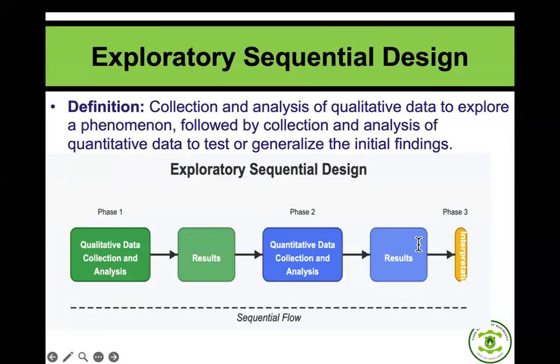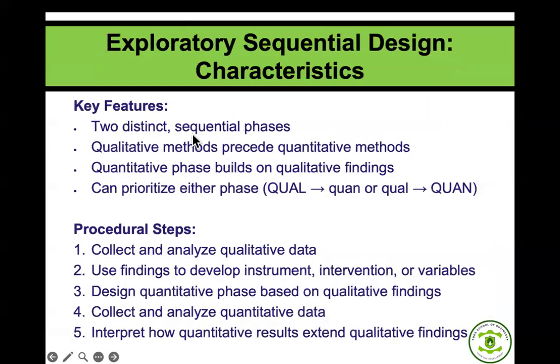So the first phase involves qualitative research, qualitative data collection and analysis. And then when we get the results, they will now inform the quantitative data collection and analysis. And then when we get the results, it will all now feed to the third stage or phase, which is the integration stage.